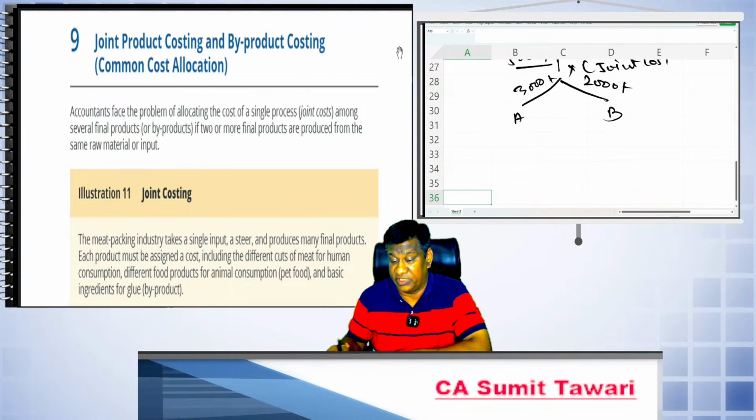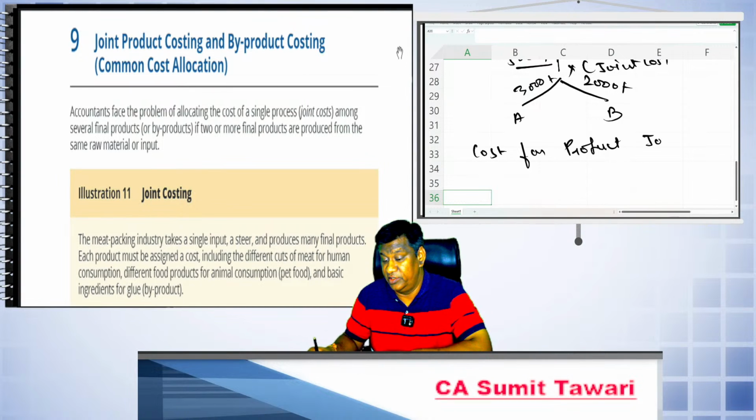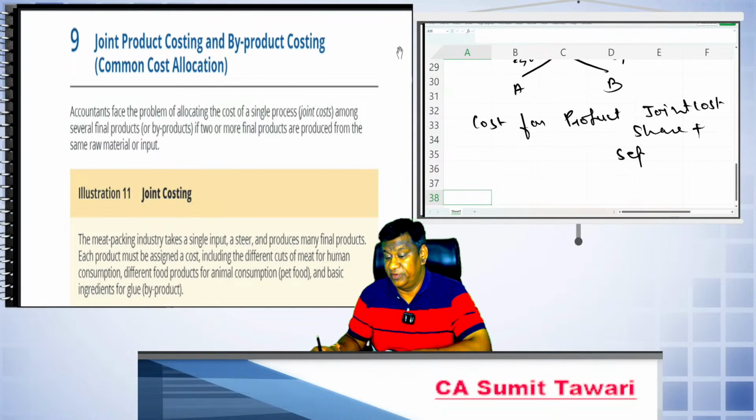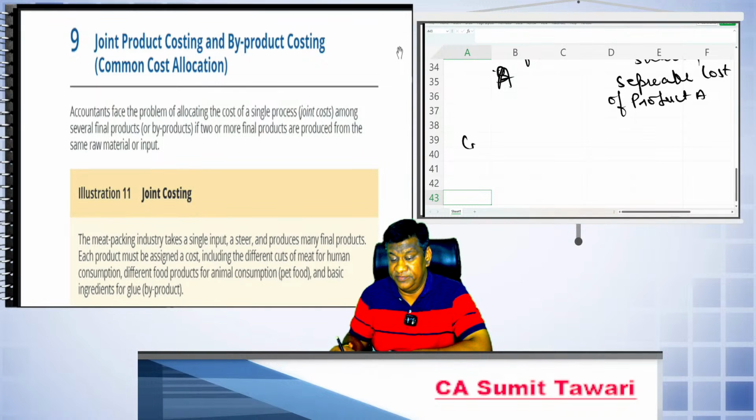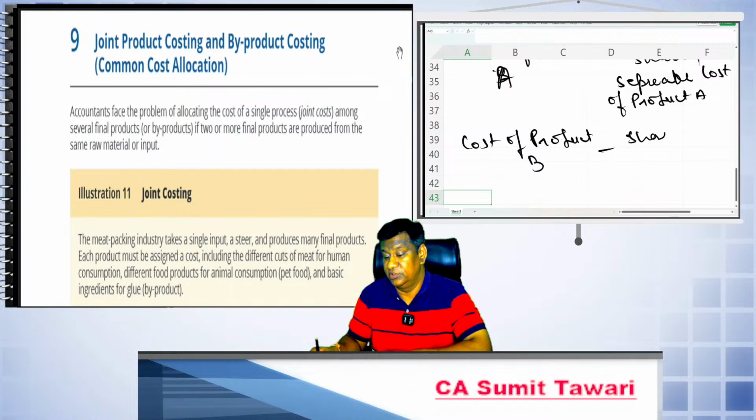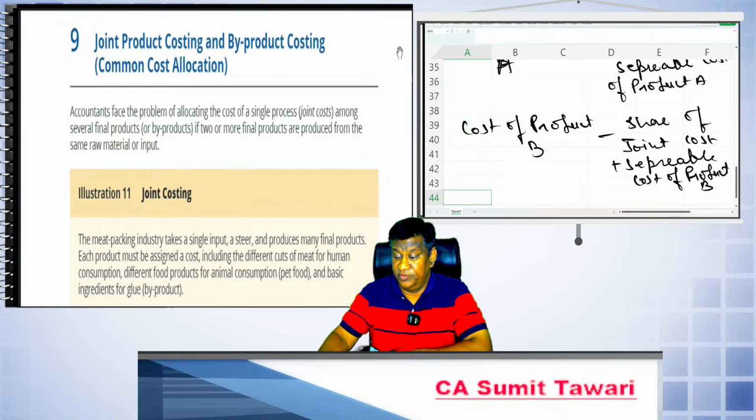And then you manufacture here product A, and here you manufacture product B. So here what you are going to do, you are calculating the cost for product A. This is basically the joint cost share plus separable cost of product A. And the same way, cost of product B is basically the share of joint cost plus separable cost of product B. Clear? Okay, so that happens in joint costing.